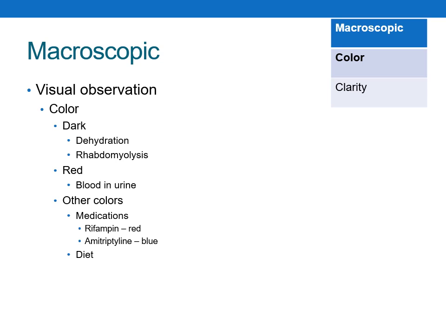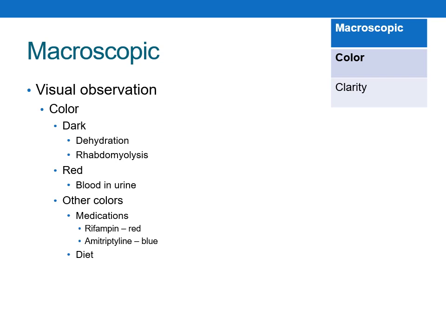So if you're getting a test result that says dark urine or amber colored urine, you should consider that your patient might be dehydrated and is concentrating their urine, or they might have rhabdomyolysis, which are both reasons that you could have a dark or amber colored urine.